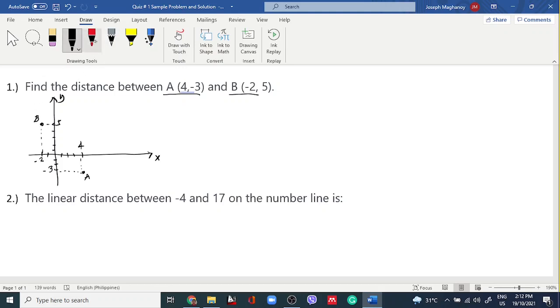Okay. The problem is to find the distance. So we need to find the distance between point A and point B. This is the distance that we're going to find.